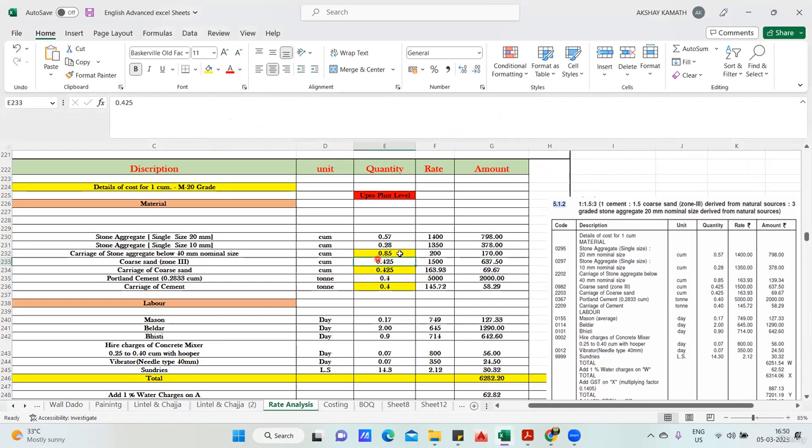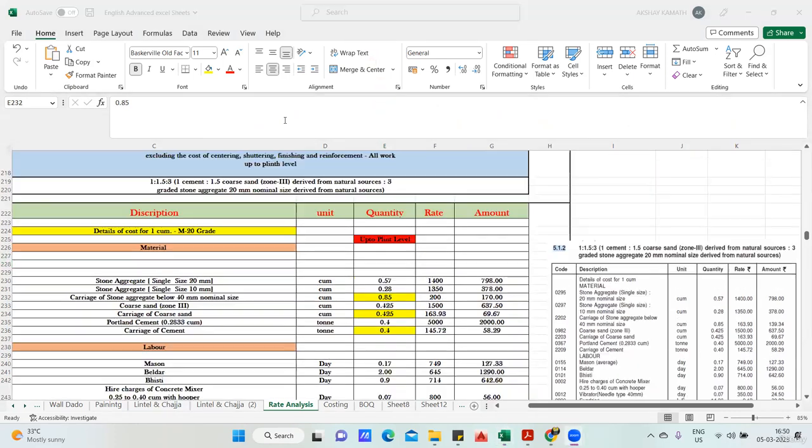Like, how did I get this 0.85? It's very simple. Right now, whatever I'm doing is for which mix? 1 is to 1.5 is to 3, right? So if you do that conversion, 1.54 multiplied by 1 for 1 cubic meter, and here the aggregate ratio is how much? 3. And this you divide by the total ratio. So the total ratio is 1 plus 1.5 plus 3. Try to do this calculation and tell me what answer you're supposed to get.